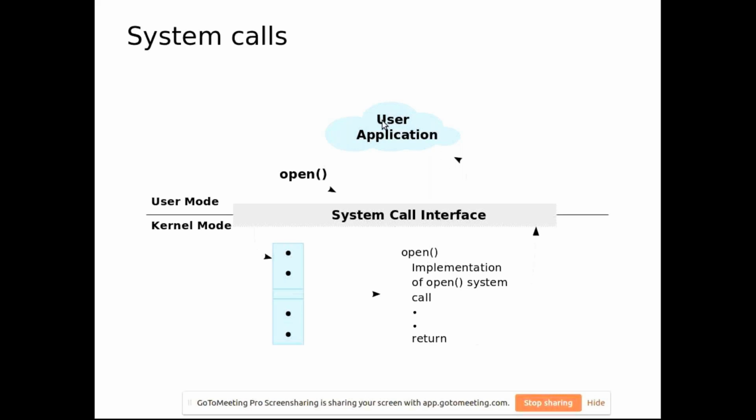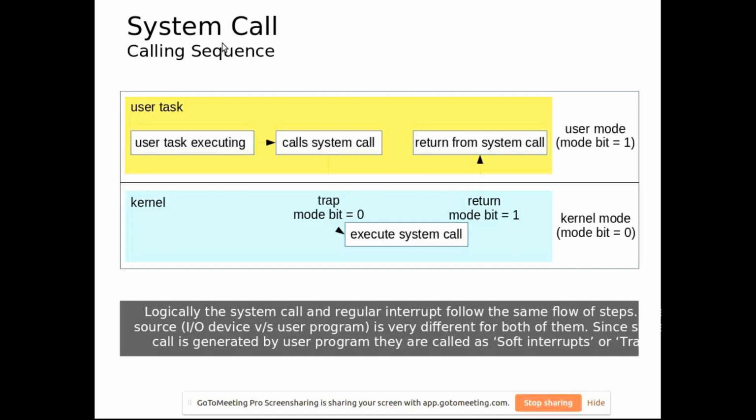So here is the call sequence. First there is a user task executing, then it will call the system call. Once it calls the system call, it will generate a trap, and it will set the mode bit to 0. When the mode bit is set to 0, it means this trap is handled by the kernel layer. Once it goes into the kernel APIs, it will execute the system call and return, and then it will put the mode bit to 1, which designates the user mode. So it will return from the system call.